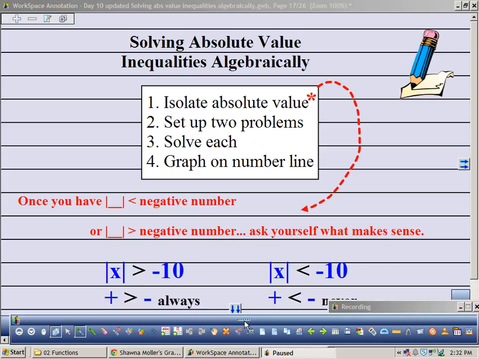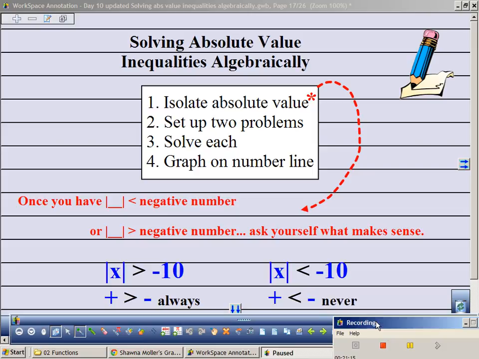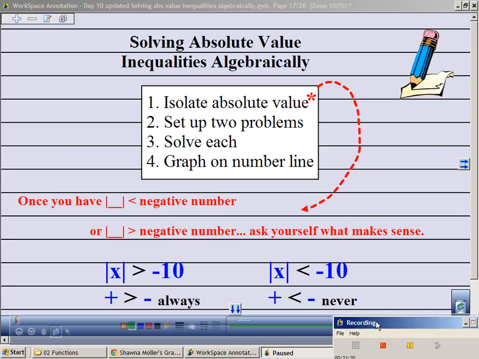I'm going to read this to you just in case, so that when you're writing it, if you want to write it a different way, you can. So what this says, solving absolute value inequalities algebraically. Here are your steps. Isolate absolute value, set up 2 problems, solve each, graph on a number line, okay?